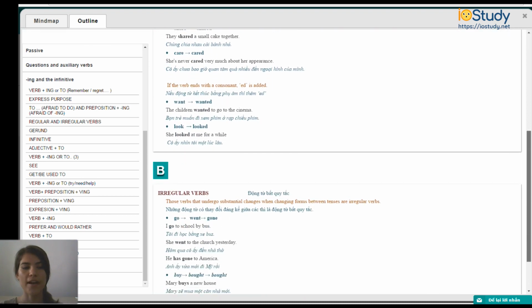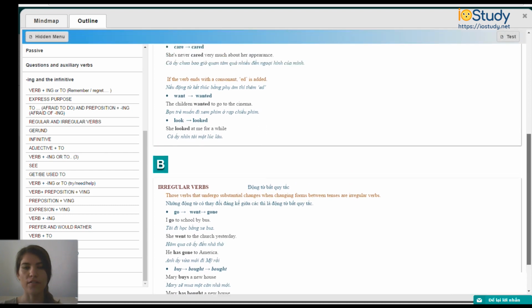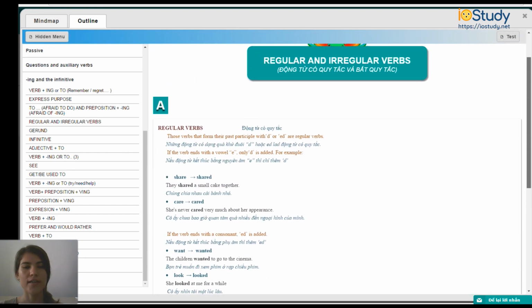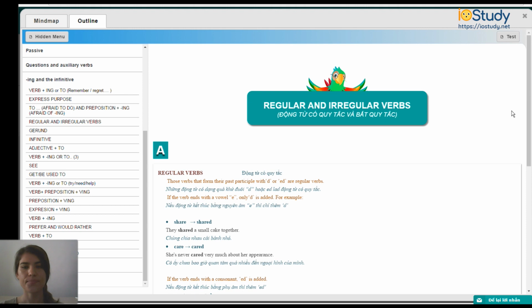So as you can see here, we have regular and irregular verbs where you can find more information and further examples of sentences. Once you read through this, you can click here to take the test. And that way you can practice what you have learned about regular and irregular verbs. So in the next video, we are going to take the test together.